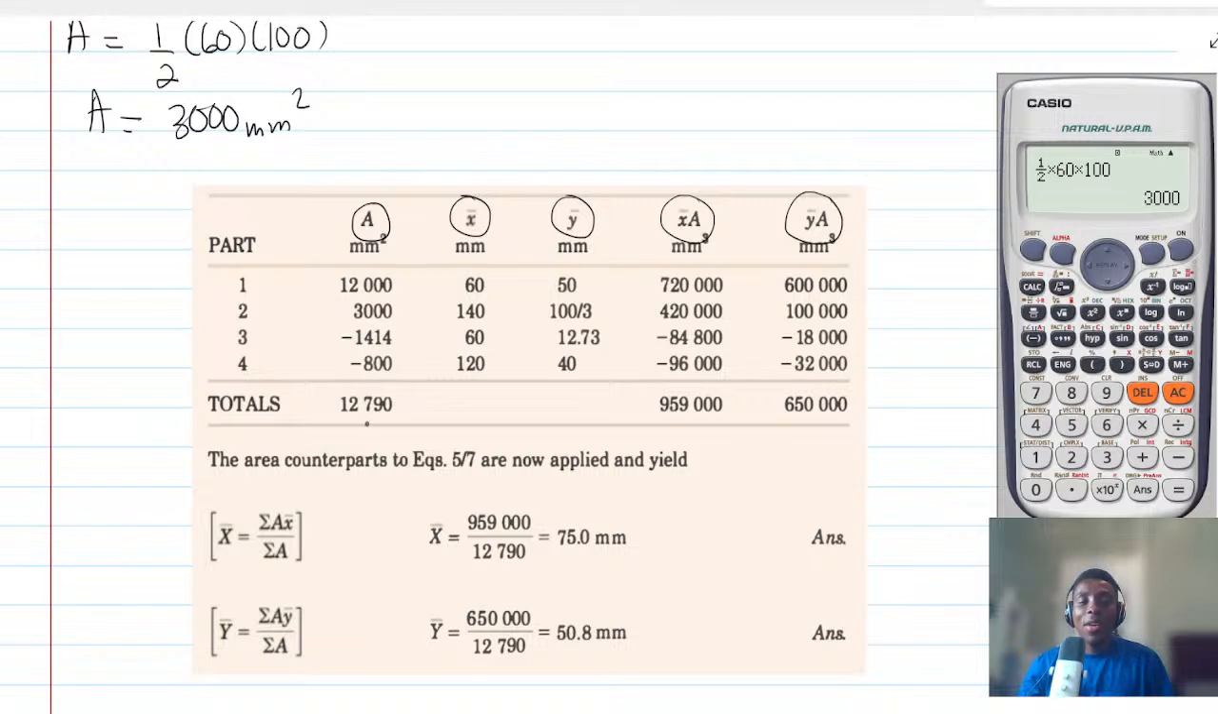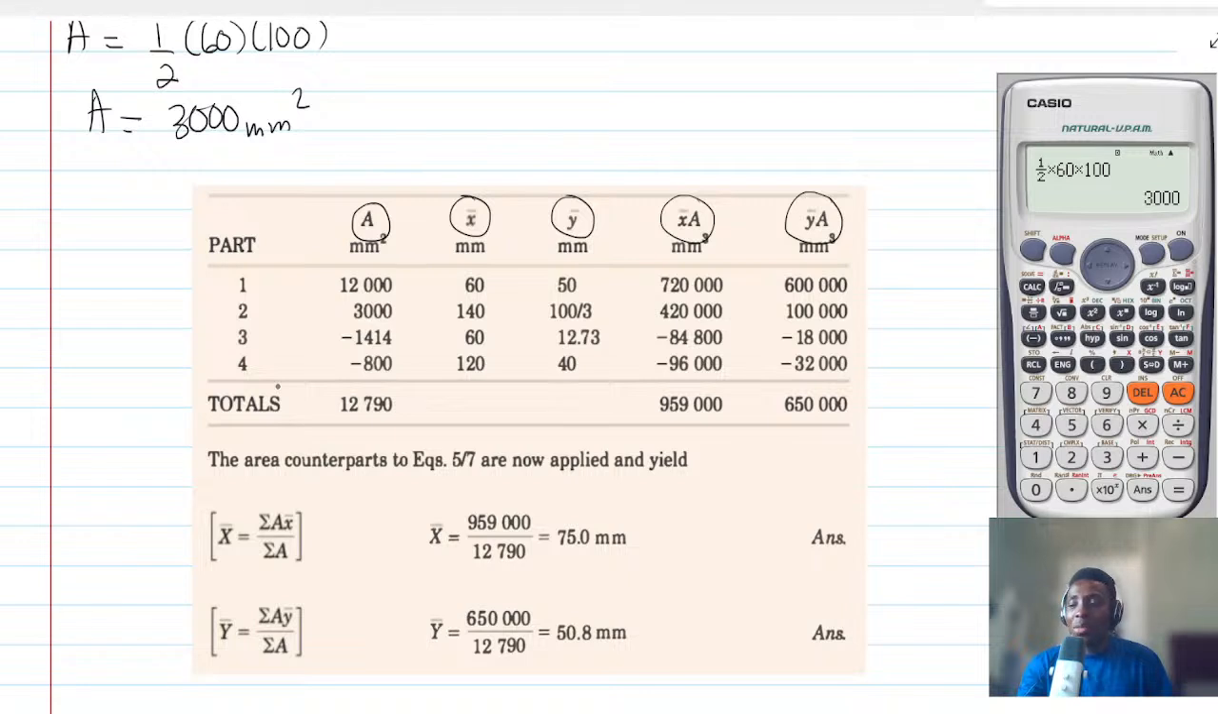Then you add all the areas. You add all the x bar A, y bar A. After that, if you want the x bar, you are going to do summation A x bar divided by summation A. And if you want the y bar, summation A y bar divided by summation A. So I have solved several questions on centroid on this channel. I will leave the link below so that you can also go and watch about centroid.